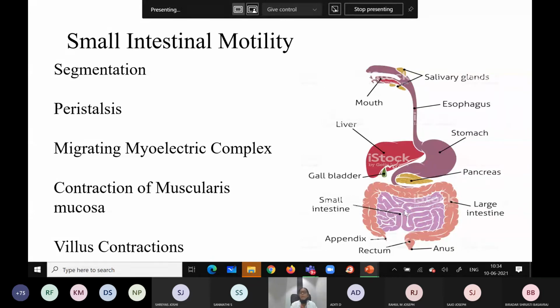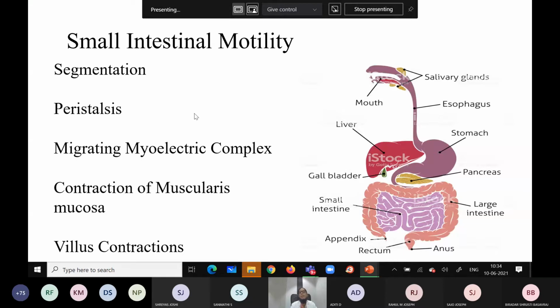Okay, then this small intestine leads to the large intestine. So large intestine has ascending colon, transverse colon, descending colon, sigmoid colon, rectum and anus. Okay, so these are the different parts. So what type of motility occurs in our small intestine?